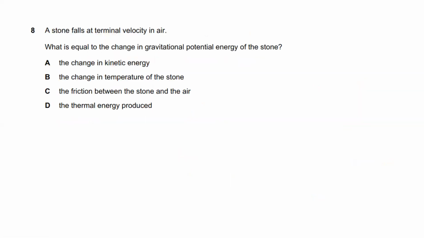Next question. It says a stone falls at terminal velocity in air. What is equal to the change in gravitational potential energy of the stone? Remember, say this stone is at this location, and this is the ground, and it is falling with a terminal velocity. So it means that it will have a kinetic energy, and it will also have a potential energy because of this height. So this is up and this is your stone, falling downwards.